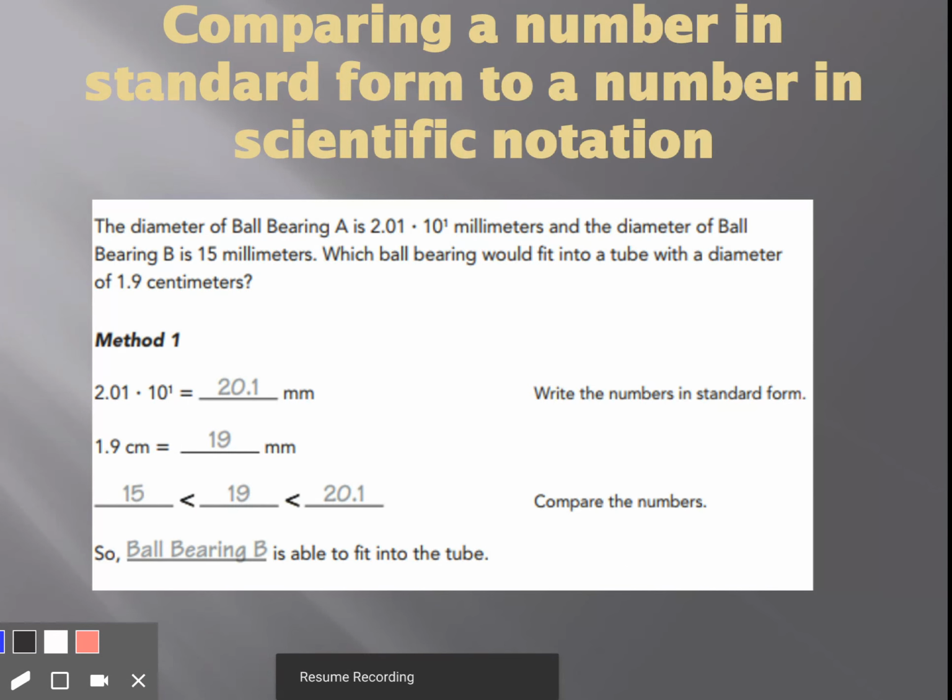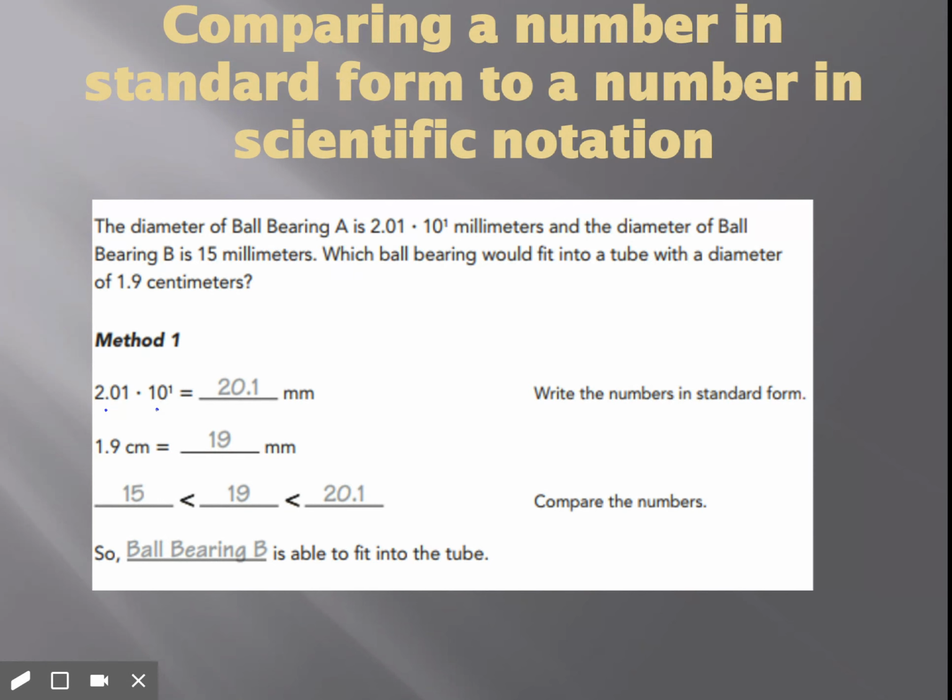So you might be asked to compare a number that's in standard form to a number that's in scientific notation. So there's method 1, where you can just write both numbers in standard form. So in this example, we're comparing ball bearing A, which is 2.01 times 10 to the first power, and ball bearing B, which is 15 millimeters. So we're just doing the conversion. 2.01 times 10 to the first is 20.1 millimeters.